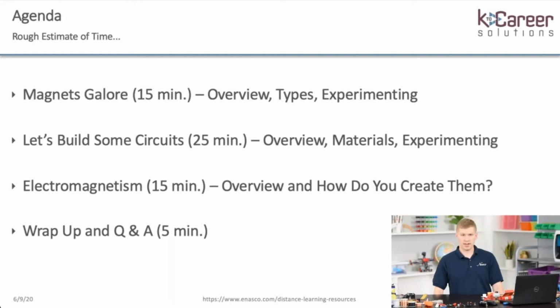So, agenda. This is, again, a rough estimate of what we're going to be doing today. We're going to be talking about magnets. So, magnets galore, right? We're going to spend about 15 minutes giving an overview about them, the different types, and maybe some experiments that you've done or have seen that are very common with different magnets. We're going to jump into some circuitry. This is where a lot of our time is going to be spent today.